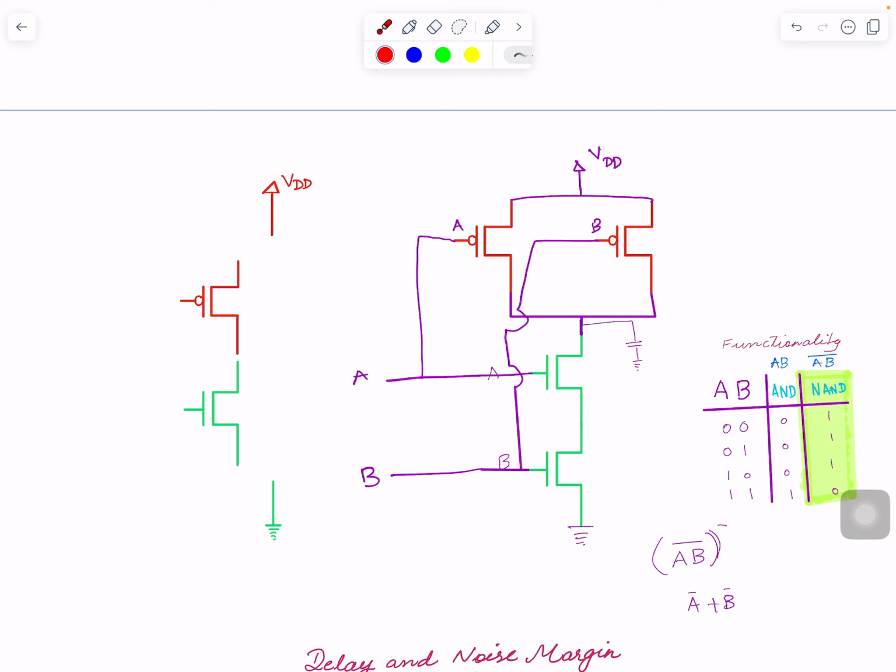This way. Now look at this table. A is 0, B is 0. Both PMOS on, and there's a strong pull to connect this node to VDD, meaning high. When A is 0 or B is 0, one of them is on, and that is sufficient to connect this one to VDD. When A is 1, B is 1, we know that these are off, this is on, and we have a ground path. So this is the only path when both A and B are 1.